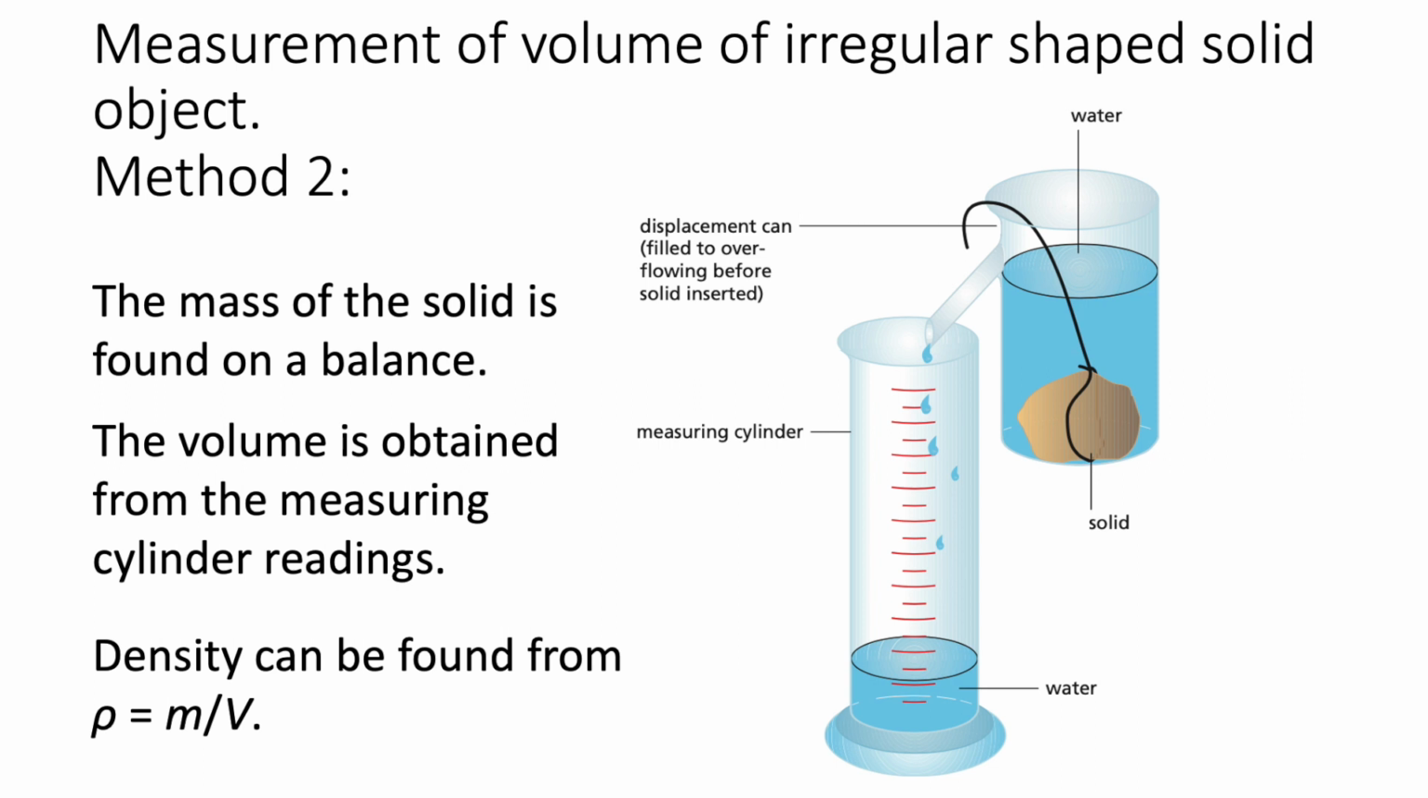Here you can see another experimental setup to measure the volume of an irregular shaped solid object. Once we know the mass and volume, we can find out the density. The mass of the solid is found on a balance.